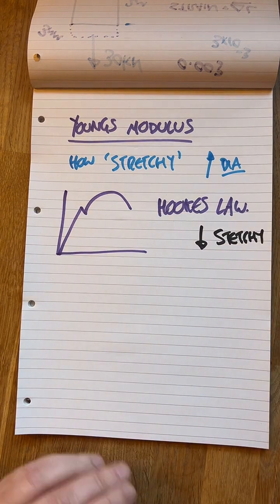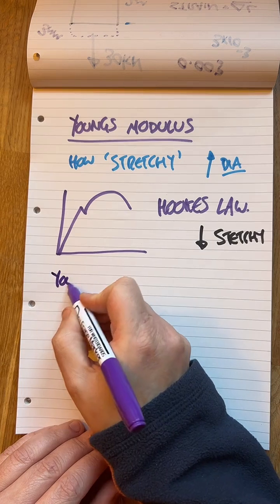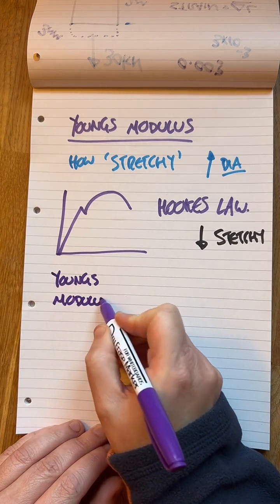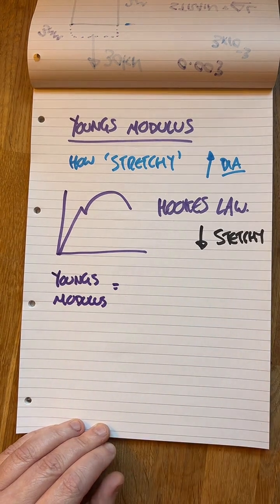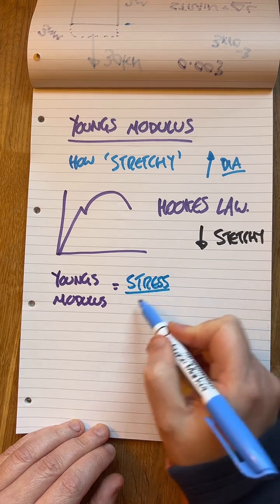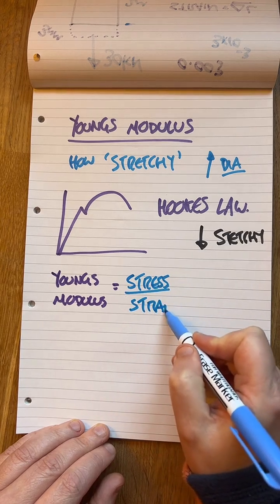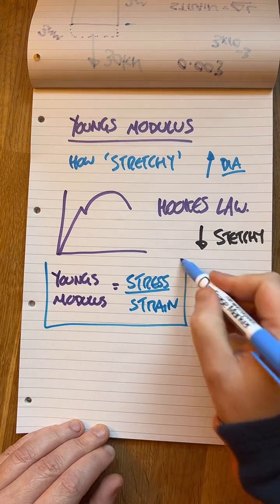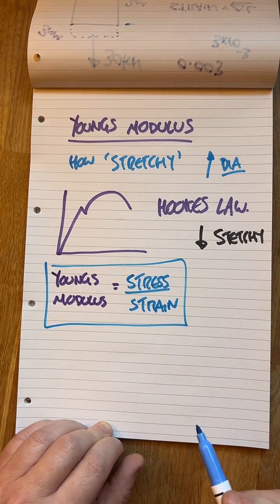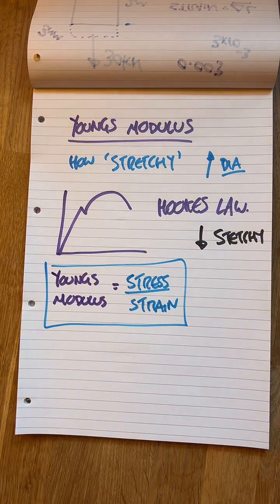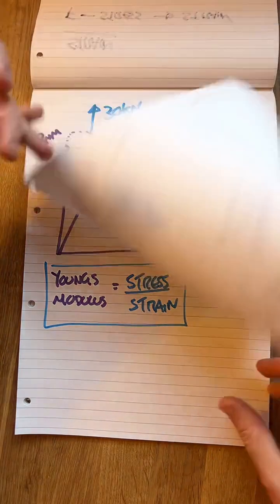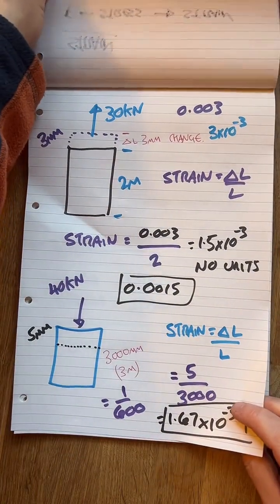For Young's modulus there's a formula, and all it is is stress divided by strain. That's all it is. So something with a high Young's modulus is not very stretchy, and something with a low Young's modulus is stretchy. Now we'll go back and work out the Young's modulus of these two bits if they were bits of metal.